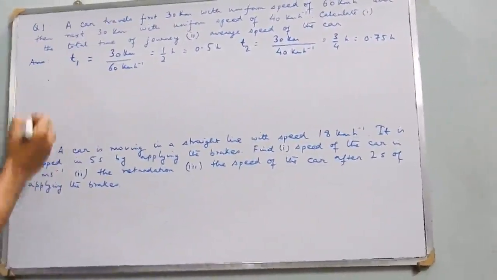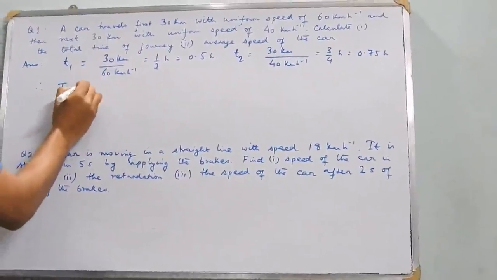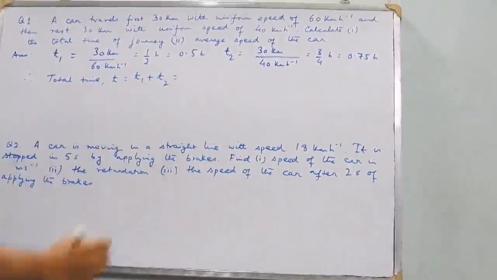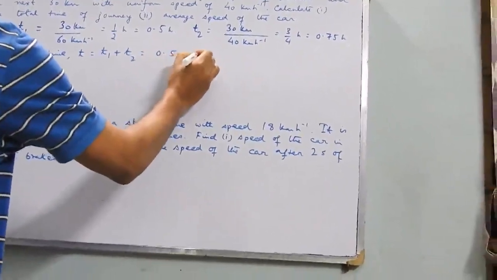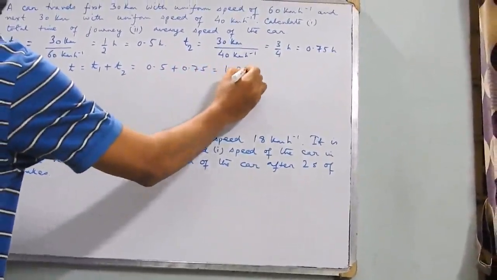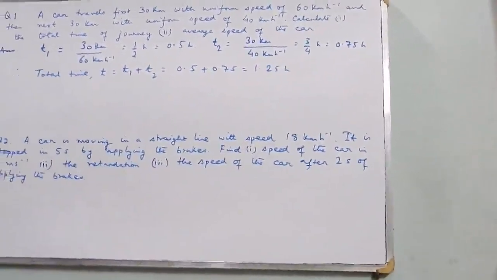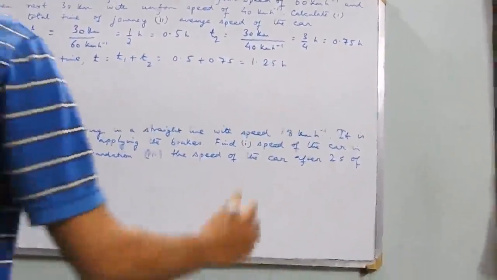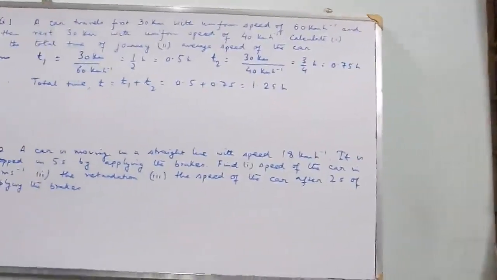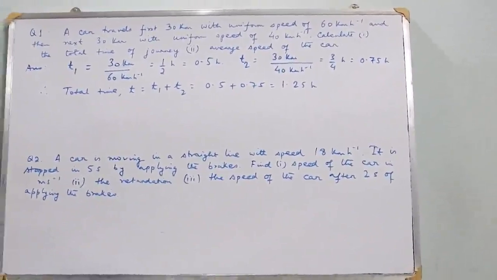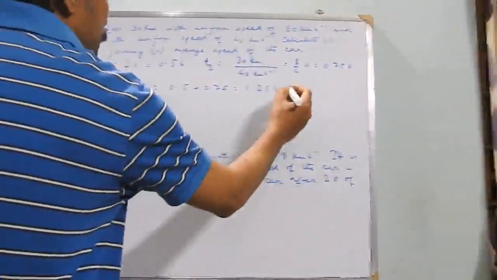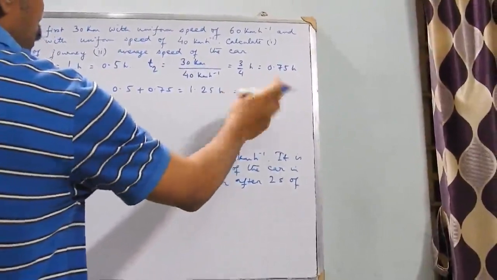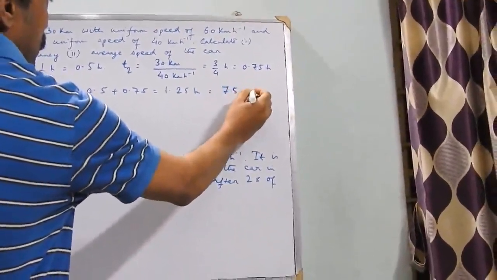So therefore, the first part of the question, that is total time, say t, must be equal to t1 plus t2, that is 0.5 plus 0.75, which is 1.25 hour. Now 1.25 hour, you can convert to minutes. Now 1 hour is 60 minutes and 0.25 of an hour is 15 minutes, because we know that 1 hour is 60 minutes. So 1.25 hours you can convert and you will get 75 minutes.